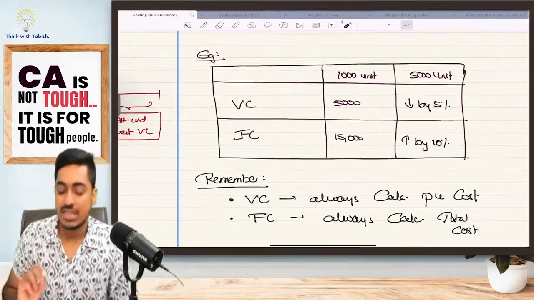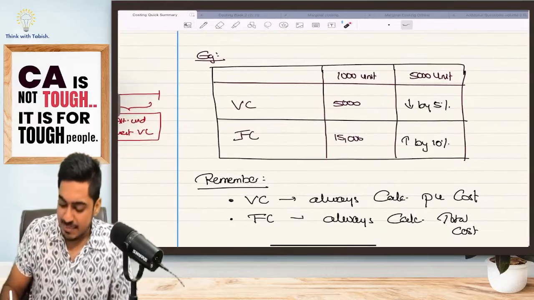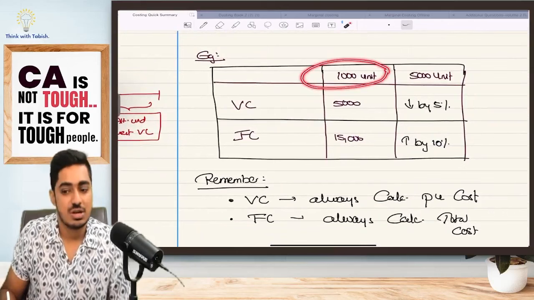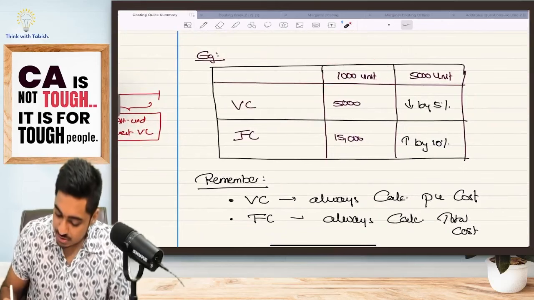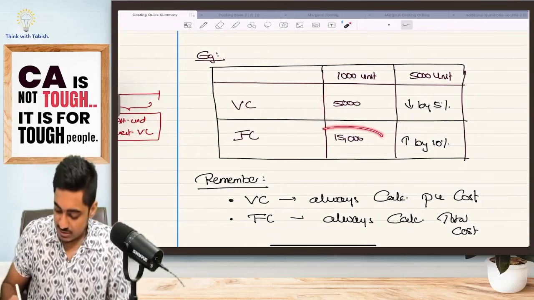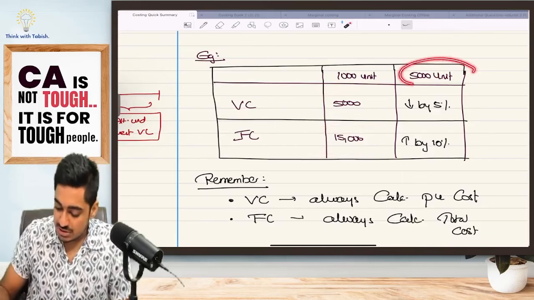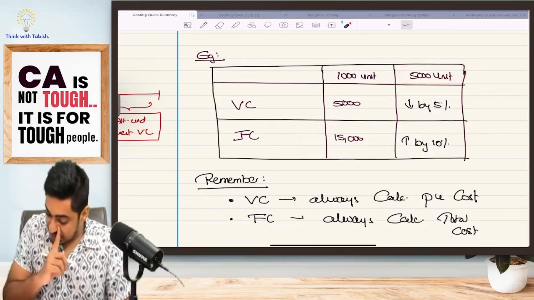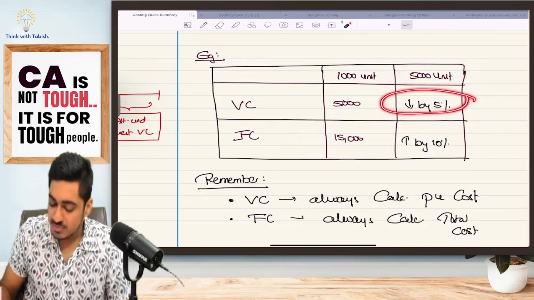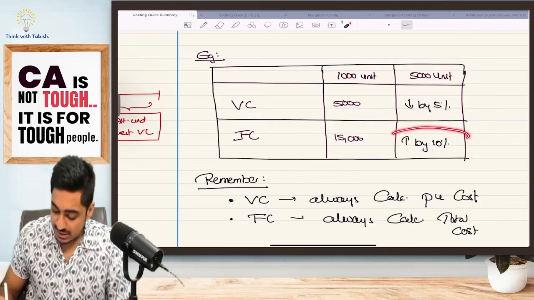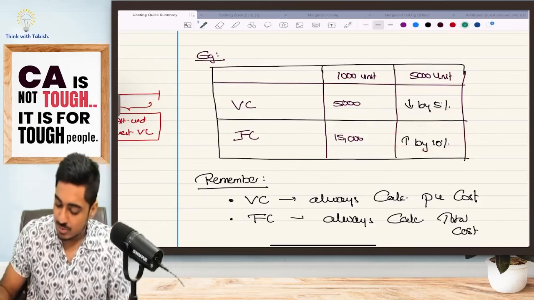Pay attention, the question has given me some data. I am manufacturing right now 1000 units. For 1000 units, my variable cost is 5000 and my fixed cost is 15,000. Next, I am planning to produce 5000 units. The question tells me that my variable cost will reduce by 5% and my fixed cost will increase by 10%. How much is going to be my total cost?